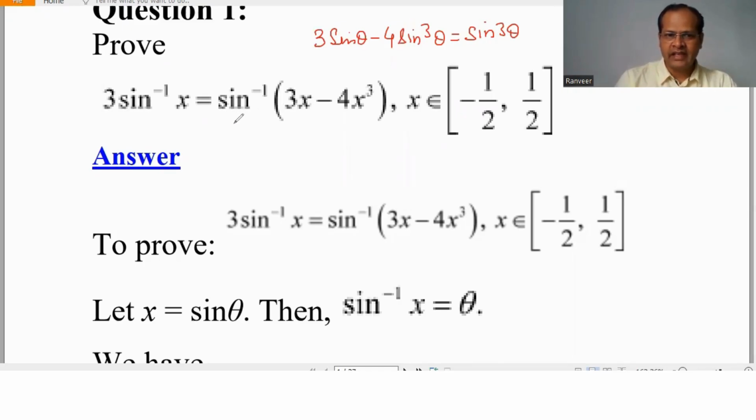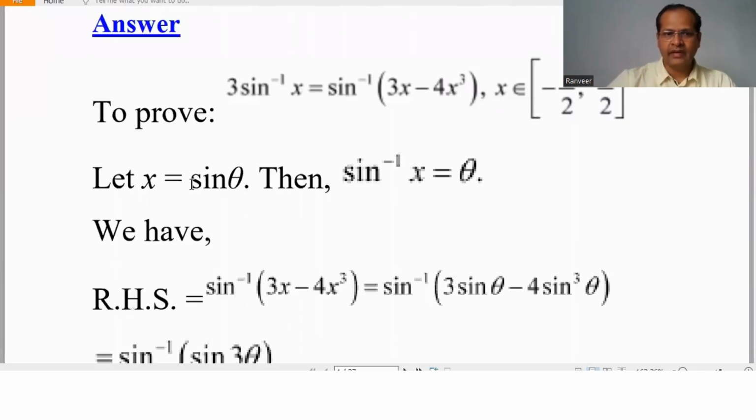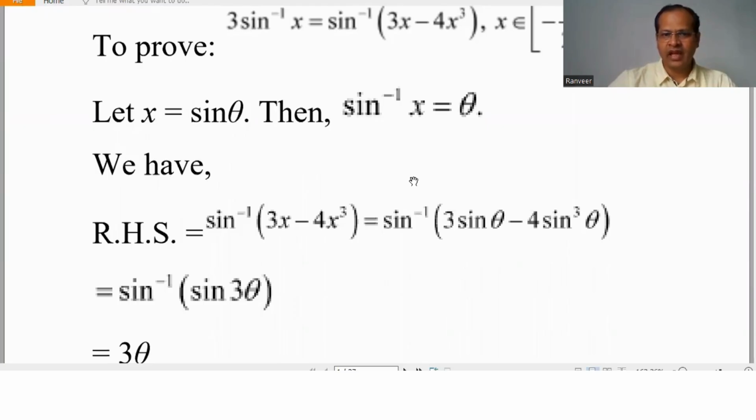Now, in this case, suppose in the right hand side we substitute x equal to sine theta. In 3 sine inverse x and sine inverse of 3x minus 4x cube, we just have to substitute this value here. Then this will convert. So x is sine theta, then theta is nothing but sine inverse x. So we just have to substitute in the RHS.